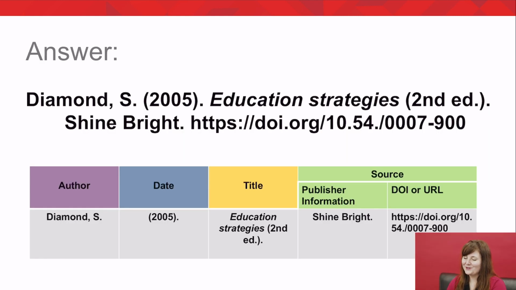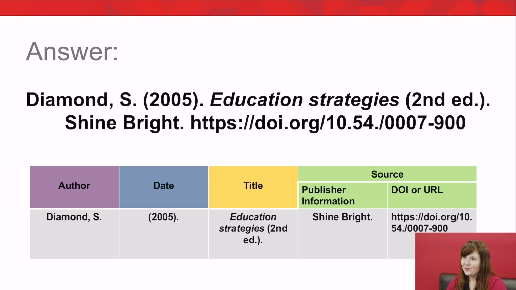So here's the answer. You have Diamond, S for the author section. You have 2005 for the date section. You have Education Strategy 2nd edition. So hopefully when you wrote out the title, you remembered that the title should be in sentence case and that it should also be italicized. You have the publisher's information in the source section as well as the DOI that was provided. So this is the information you should have had for your answer.